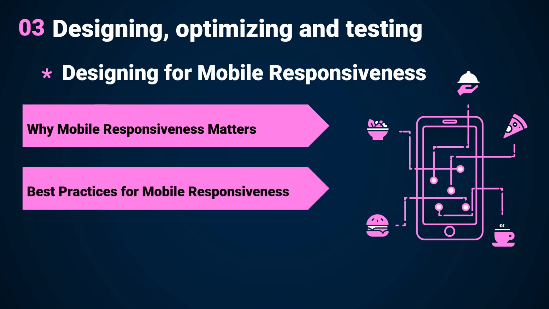To ensure your website is mobile responsive, consider the following best practices. Use a responsive design framework, such as Bootstrap or Foundation, to easily create a mobile-friendly layout. Optimize images and media for mobile devices to improve loading speed and performance. Ensure text is legible and buttons are easy to tap on smaller screens. Implement responsive navigation menus that adapt to different screen sizes. Test your website on different devices and screen sizes to ensure consistent user experience.